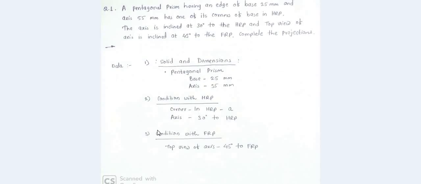Top view of axis is inclined at 45 degrees to FRP. Now this stage is very important. Figuring out the data given in the problem correctly is a very important aspect of the solution. Now we'll go for the projection step by step. In the first step, we will draw the solid with the given dimensions in simple position without any condition, without any inclination. Then we will complete the condition with respect to HRP, and finally we will complete the condition with respect to FRP.